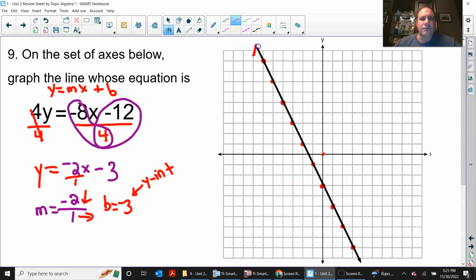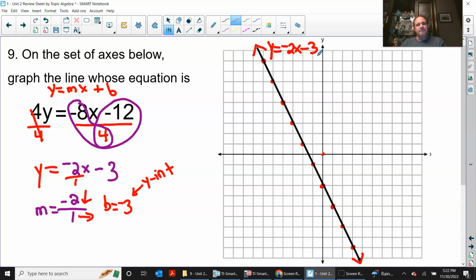Remember to put arrows on each end of that line and then put the equation in y equals mx plus b format on the line. And probably on the top would be best, because when we start graphing inequalities, you don't want the equation in the middle of the graph.